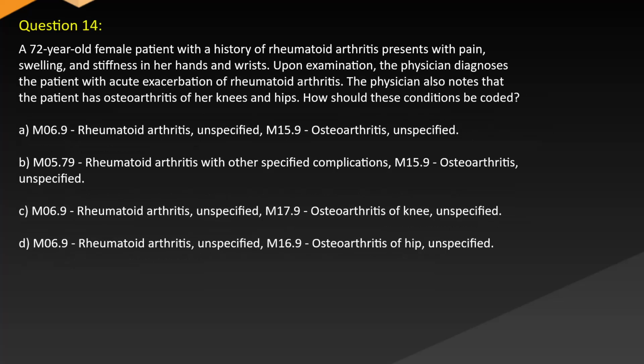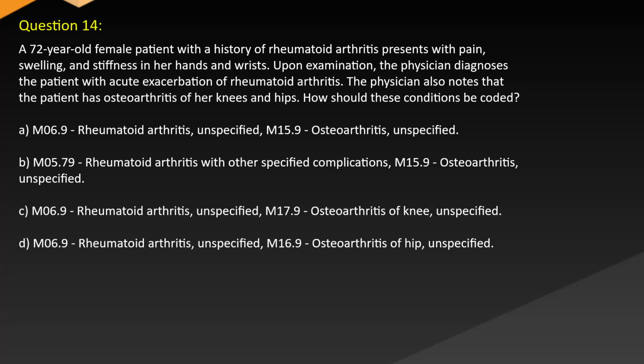Question 14. A 72-year-old female patient with a history of rheumatoid arthritis presents with pain, swelling, and stiffness in her hands and wrists. Upon examination, the physician diagnoses the patient with acute exacerbation of rheumatoid arthritis. The physician also notes that the patient has osteoarthritis of her knees and hips. How should these conditions be coded?